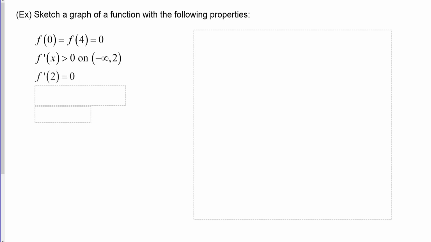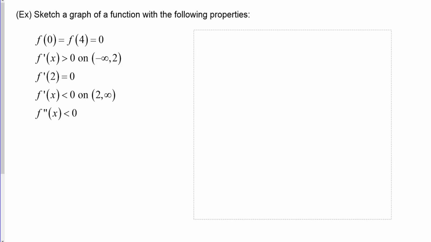Here's another example that's pretty common. Sketch a graph of a function with the following properties. f of 0 is equal to f of 4, which is 0. f prime of x is greater than 0 on the interval from negative infinity to 2. f prime of 2 is 0. f prime of x is less than 0 on the interval from 2 to infinity. And the second derivative, f double prime of x, is less than 0.